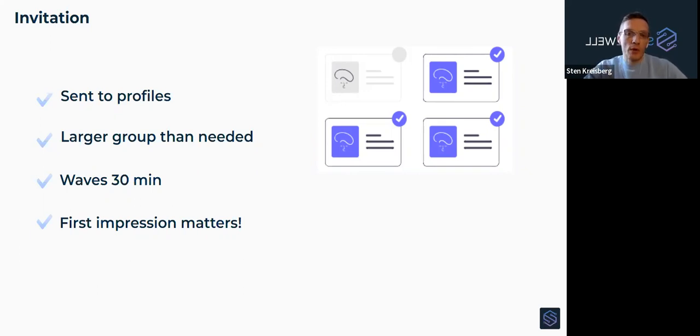What is important in the invitation is the first impression. If you write just "please help us to validate," then nobody knows what this research is about, why this is happening, or what the expectation would be. I will show you in the practical phase how to conduct the test and what is important to put in the invitation.